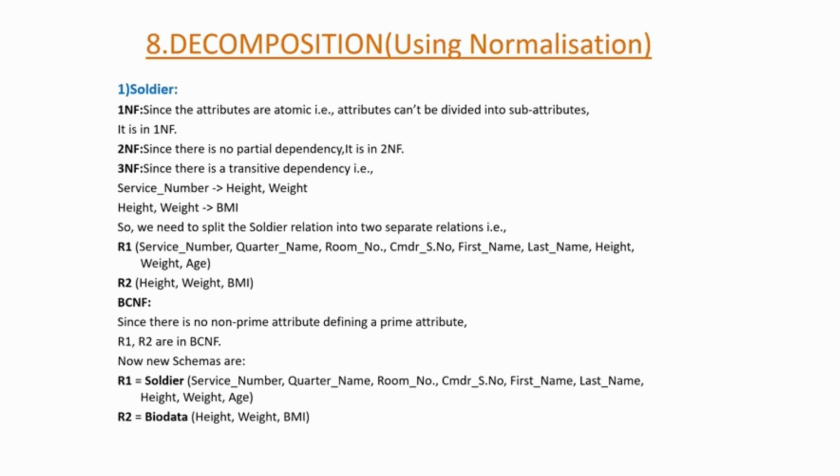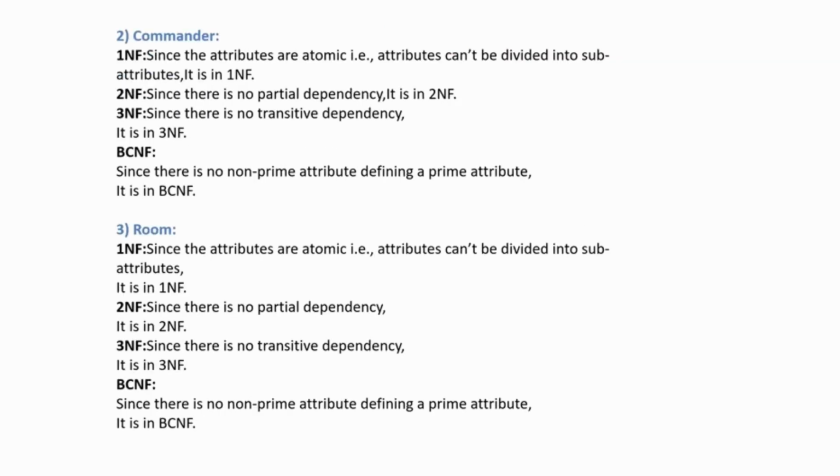Soldier is in first normal form since the attributes are atomic, that is, they can't be divided into subattributes. Soldier is in second normal form since there is no partial dependency. Since there is a transitive dependency from service number to height and weight, and then from there to BMI, we need to split the soldier relation into two separate relations, R1 and R2. Since there is no non-prime attribute defining a prime attribute, R1 and R2 are in BCNF, which stands for Boyce-Codd normal form. Similarly, we will check for the schemas of commander and room.